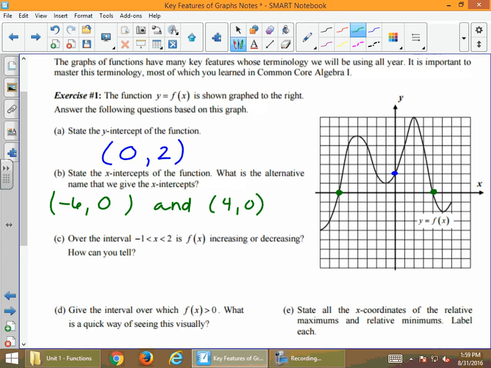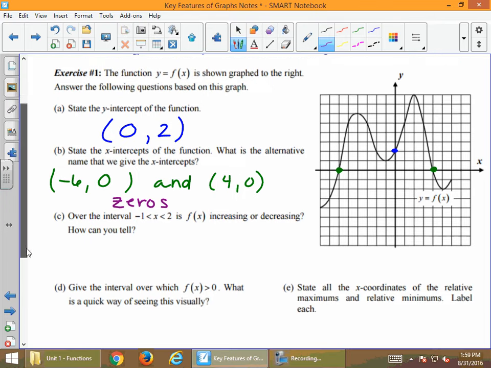What is the alternative name that we give x-intercepts? You will hear this a lot. We call them zeros. The reason is they make our function 0. If this graph was represented with an equation, and we took -6 and plugged it into that equation, our answer would be 0. That's why they're called zeros. They make our function 0. Questions over that? You might also hear them be called solutions, things like that.